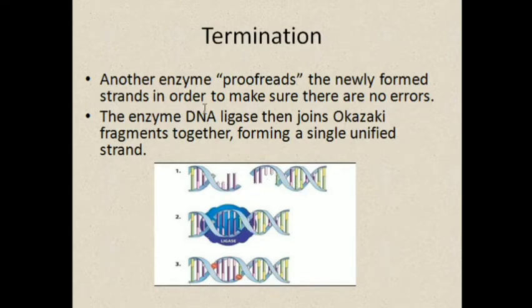Now there are other enzymes, other polymerases, which proofread the newly formed strand. Proofreading means that if there are any errors in replication, then they are removed. There are different types of polymerase, as we have already seen, and they help in removing all the errors in the newly synthesized DNA. And the ligase, as we have already discussed, joins the Okazaki fragments. So this is how the process of replication takes place.